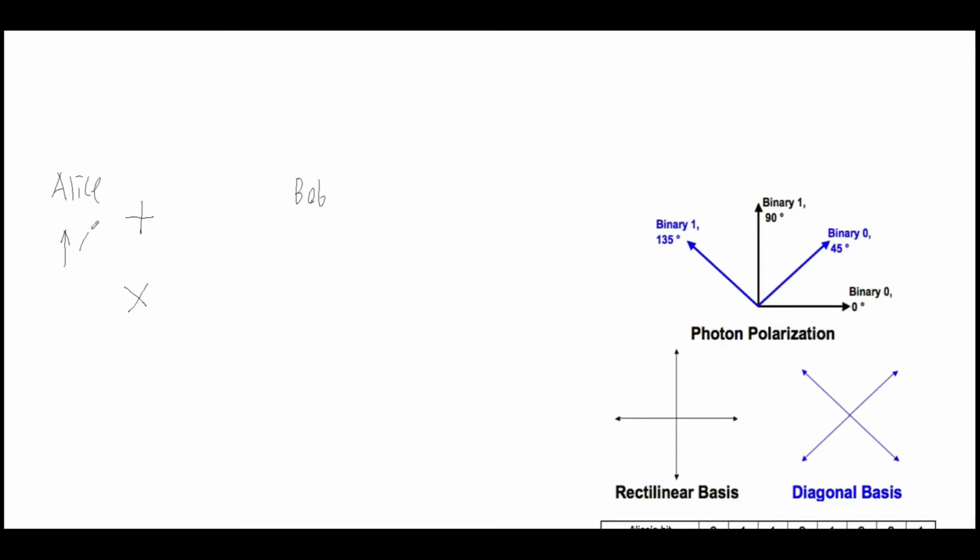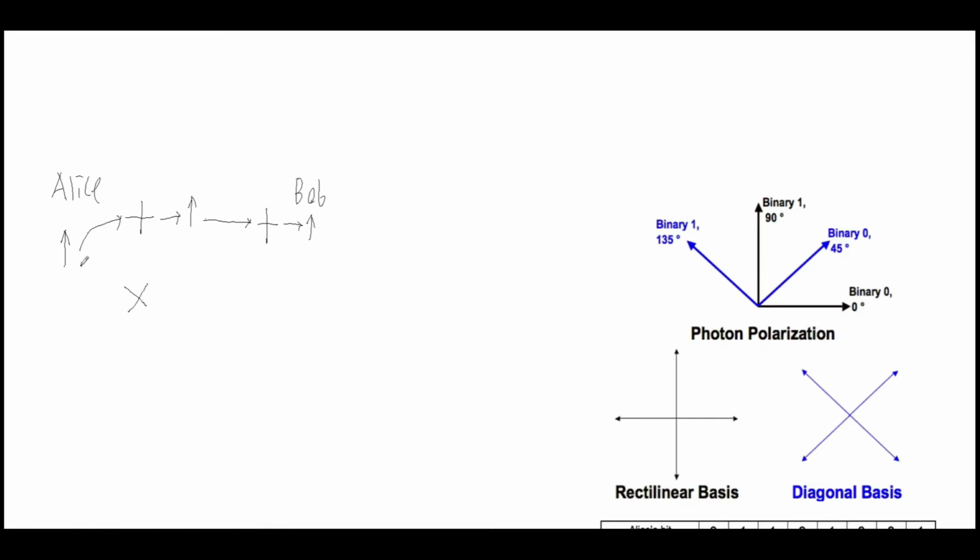So if she sends it through here, then when it comes out of there, it will still be polarized up because this has that vertical on it. And so then it can come over to Bob, and he will have his own polarizer over here. So if he's using this one, then he will detect it as being an up.